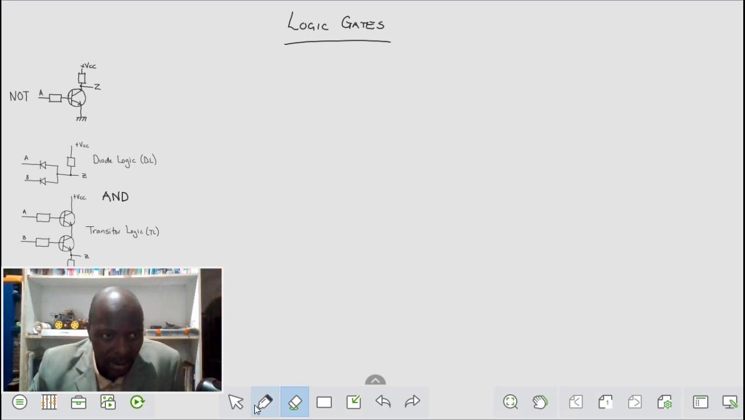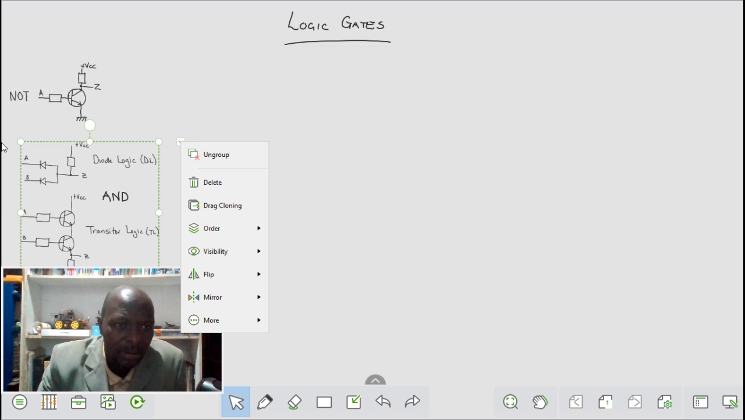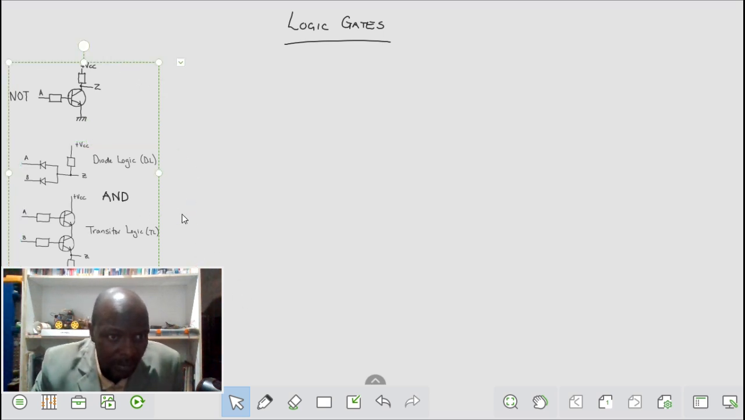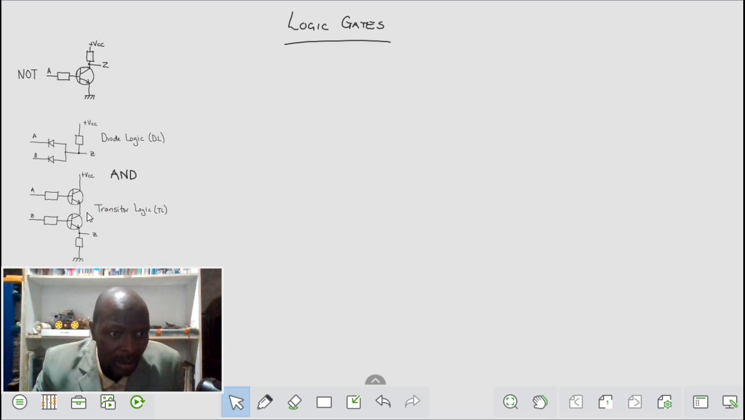I'm not happy. I don't see my circuits nicely. I would like to take my circuits a little bit up, so that they are all visible.